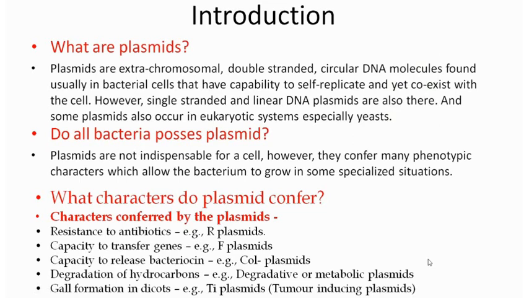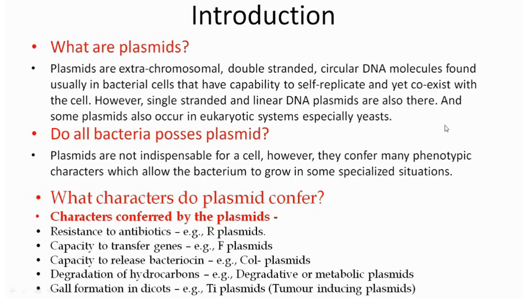First of all, let us understand what plasmids are. The plasmids are extra chromosomal, double-stranded, circular DNA molecules found usually in bacterial cells, but not in all bacteria, that have the capability to self-replicate and yet coexist with the cell. However, single-stranded and linear DNA plasmids are also there. And some plasmids also occur in eukaryotic systems, particularly in yeast. We will see about them.